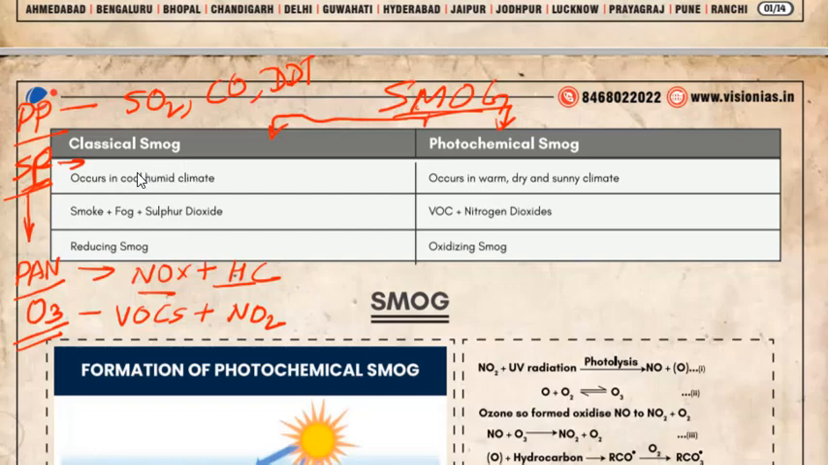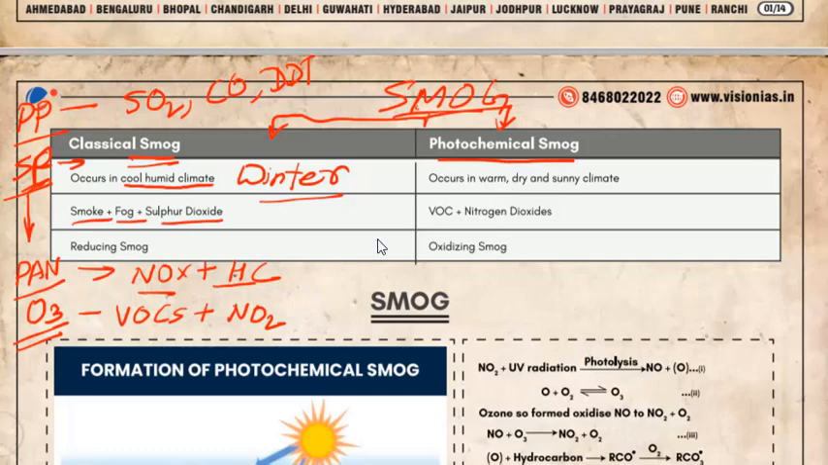Let's see the detail of classical and photochemical smoke. First, see the classical smoke. In winter, whatever you have seen, this is the classical smoke. Like here it is written, cool humid climate, smoke, fog and sulfur dioxide. What you see in the winter season is generally an example of classical smoke.